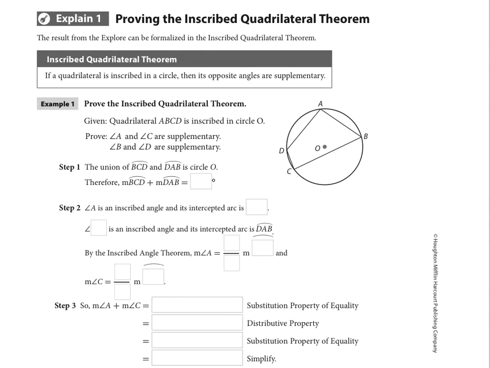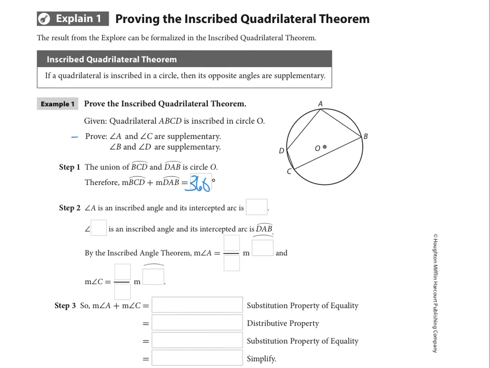So we're just going to do a quick little proof to show you why that is. We're given that the quadrilateral is inscribed in the circle, and what we are being asked to prove here is that A and C are supplementary and B and D are supplementary. So the first thing we're going to know here is that this word union just means add the two together. So if I go from arc B to C to D, and also arc D through A to B, that essentially takes up my whole circle. It's circle O. Therefore, the measures, when you add them together, is the full 360 degrees for a circle.